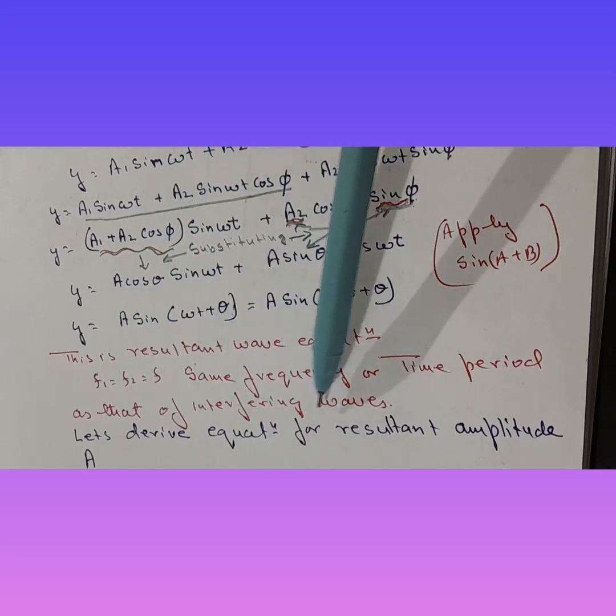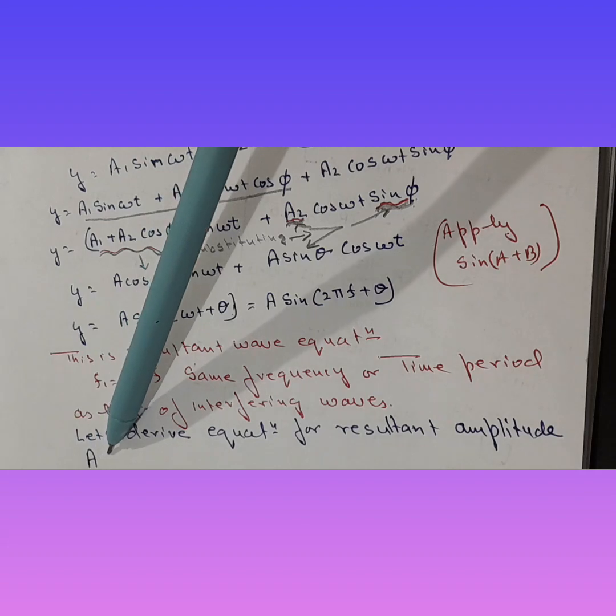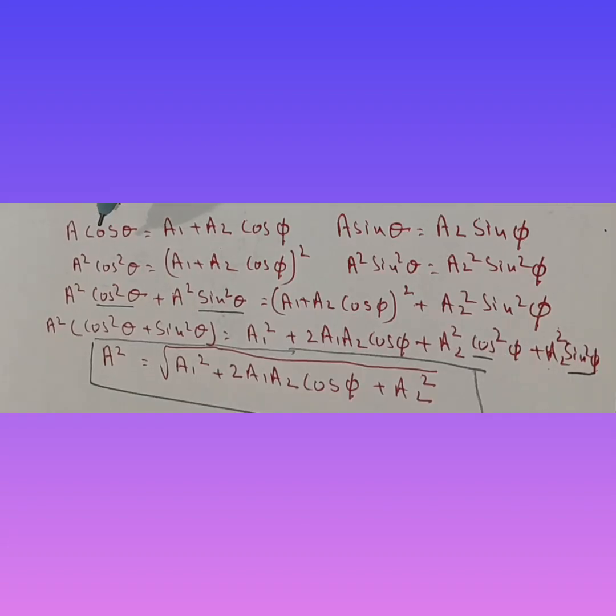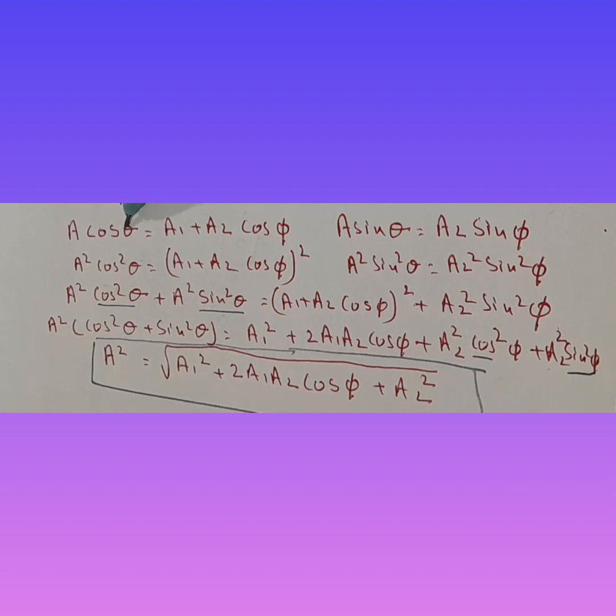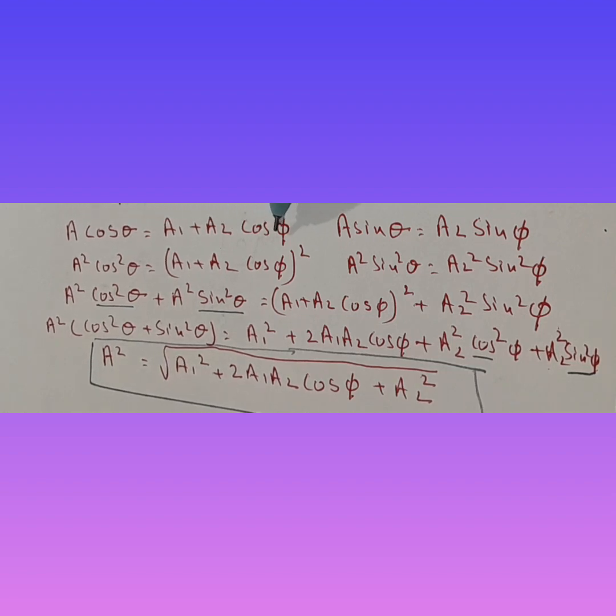Now let's derive the equation for the resultant amplitude. We have already substituted A cos θ = a1 + a2 cos φ, and for A sin θ we substituted a2 sin φ. Now we square this. On squaring, we get A² cos² θ = (a1 + a2 cos φ)², and similarly here also we get the square. Then we add it up.